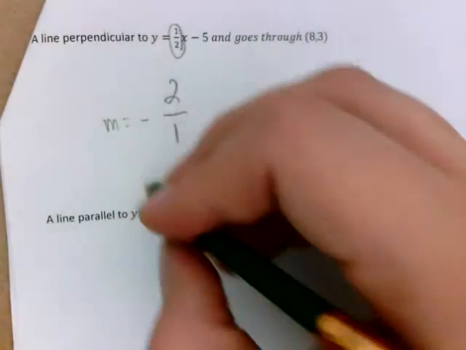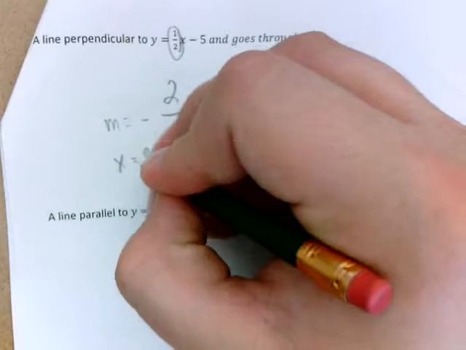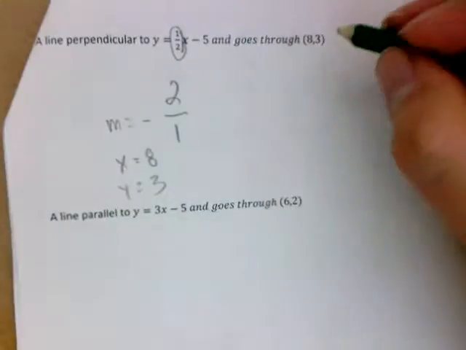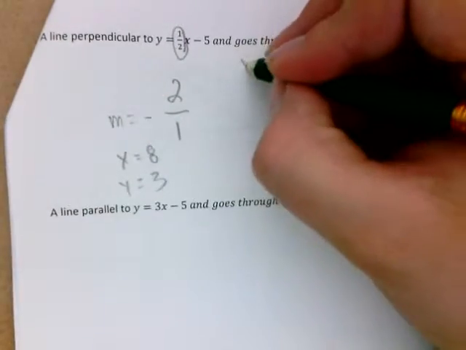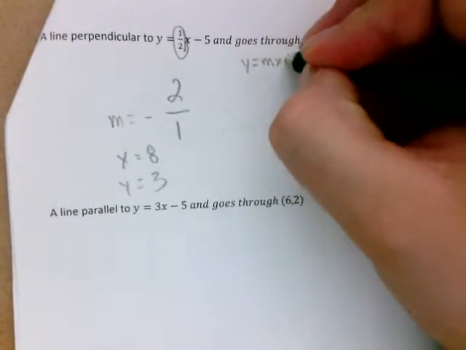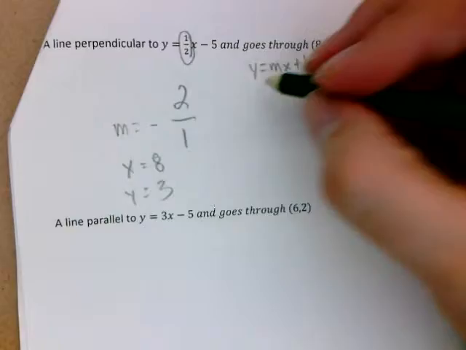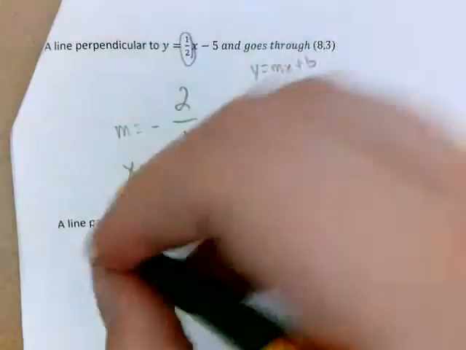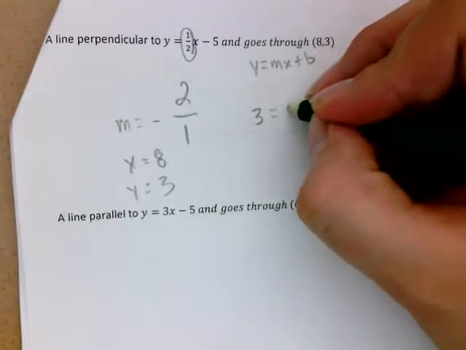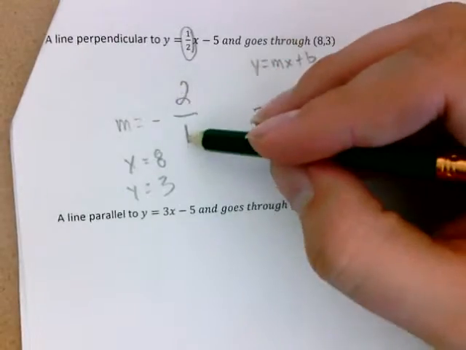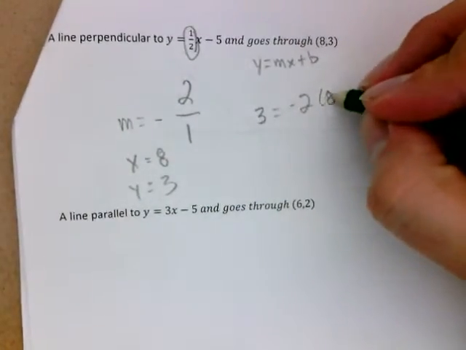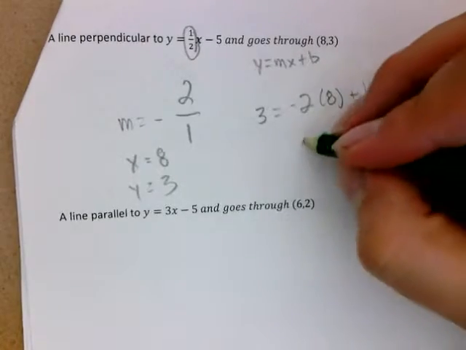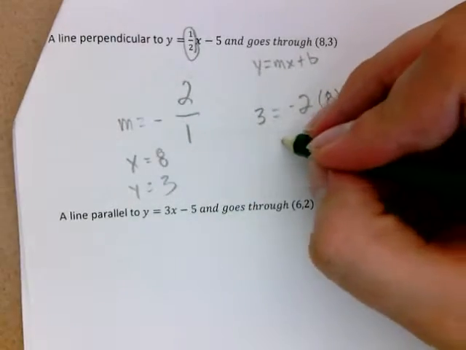They give you x, which is 8. They give you y, which is 3. That came from this point right here, x 8, y 3. So we're going to plug it into y equals mx plus b. So we know y is 3. We know m is negative 2 because negative 2 divided by 1 is still negative 2. x is 8. We know plus b. Multiply this out, you get negative 16.